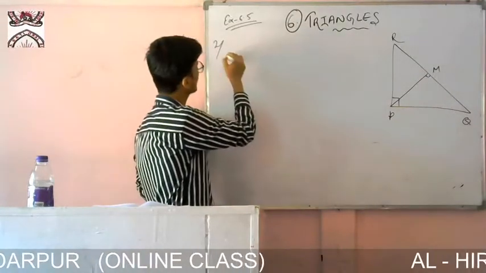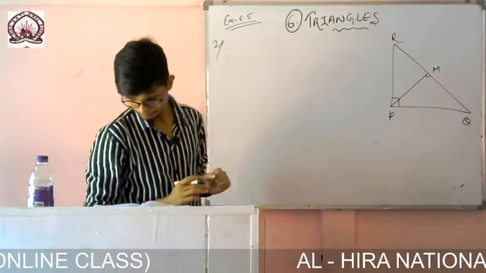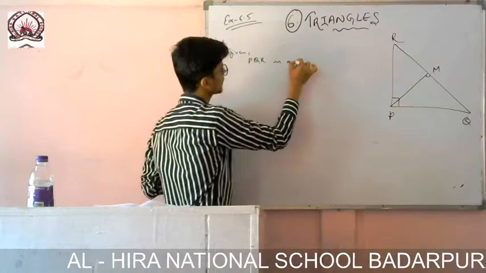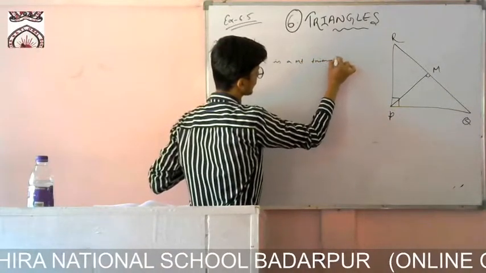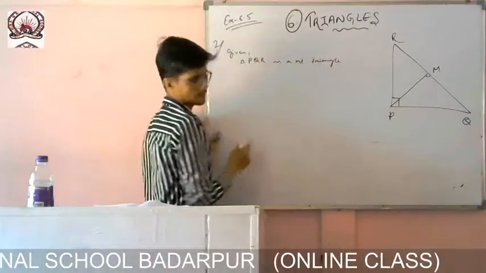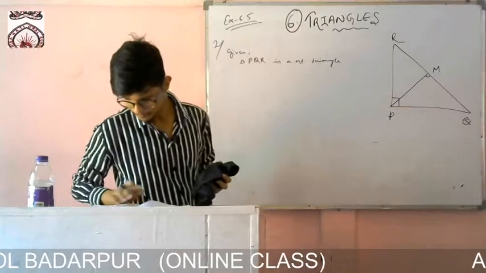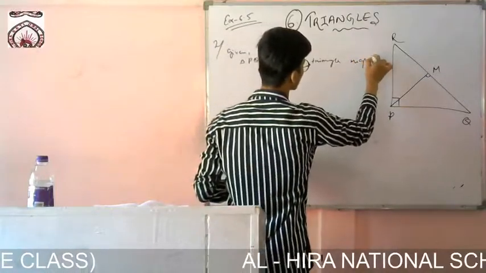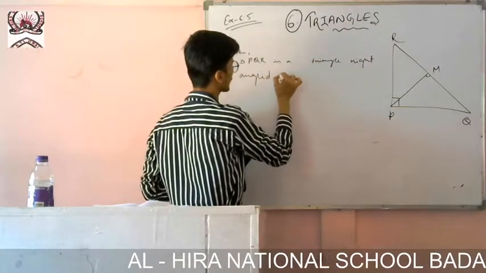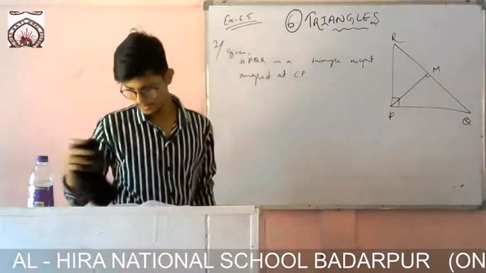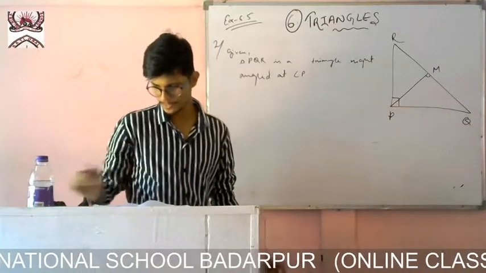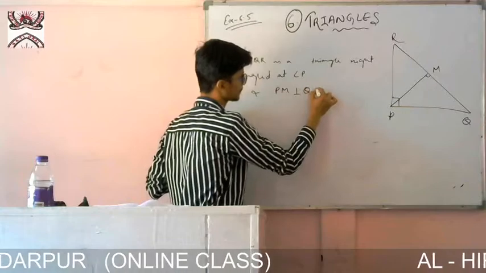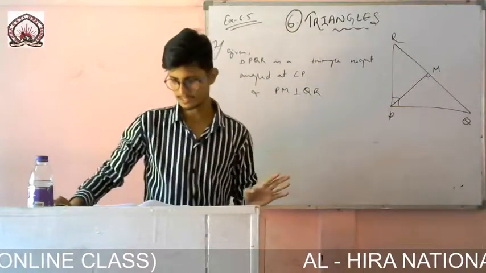First of all I will start writing. Given: PQR is a triangle right-angled at P, and PM is perpendicular to QR. So these are the things given in the question.